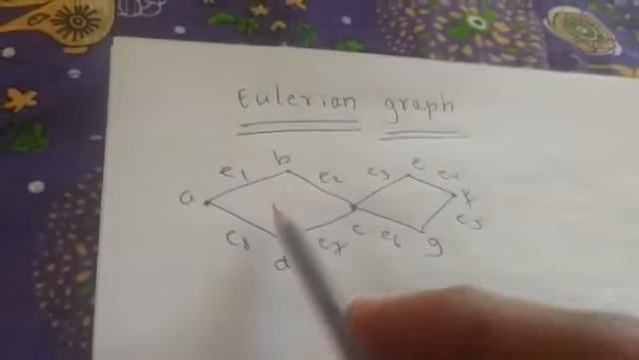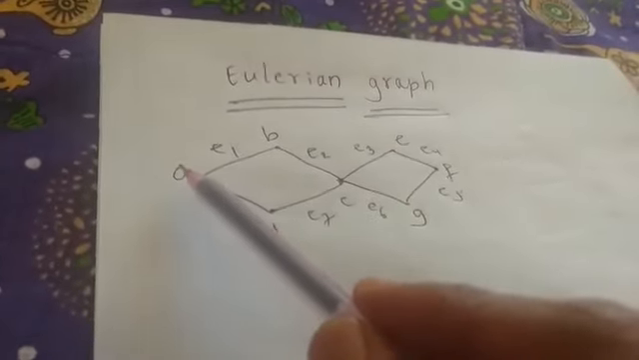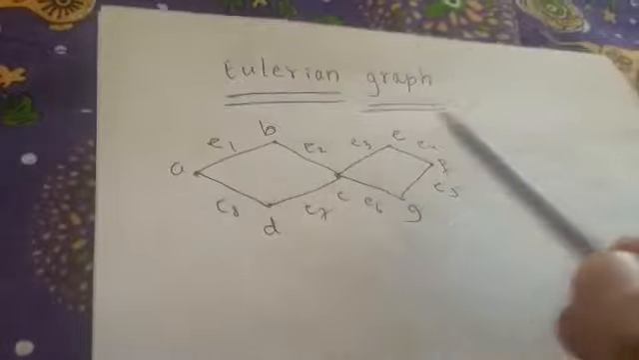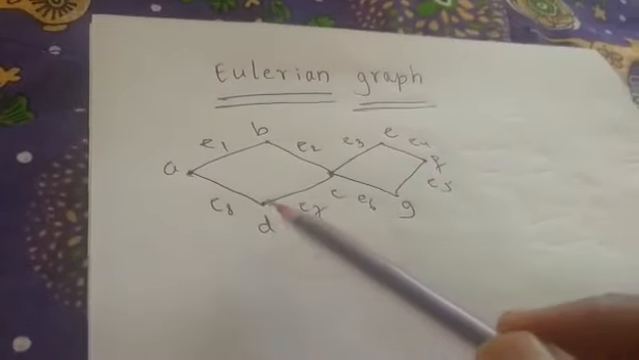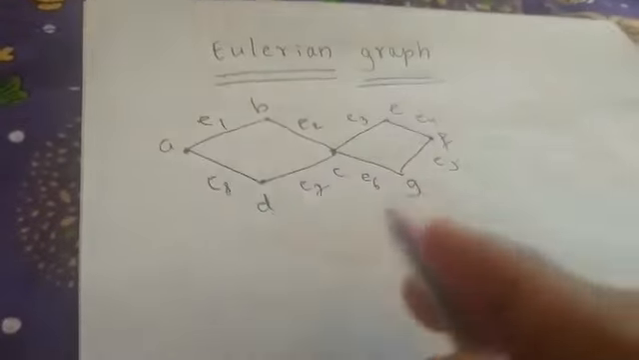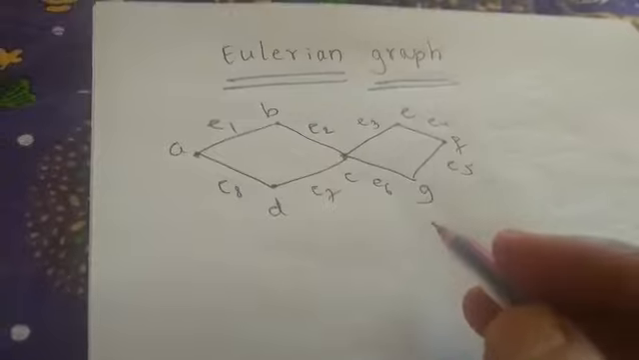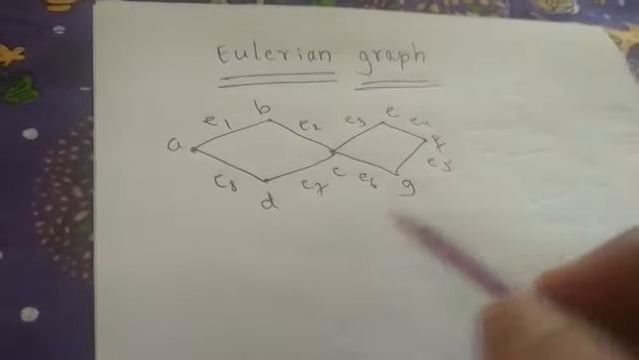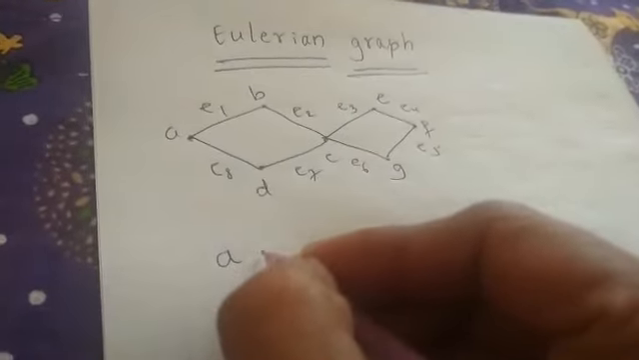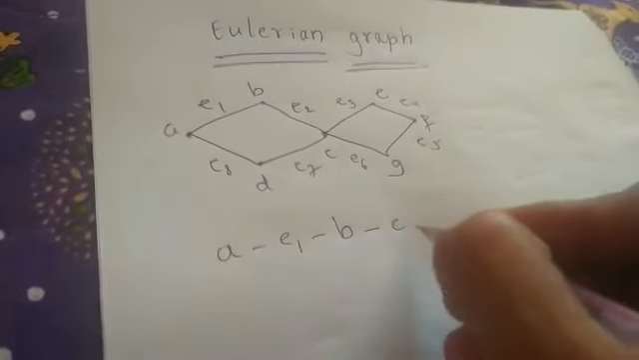Let us consider an example. A graph has a total of seven vertices. The edges are given here. Observe this example, and see how I construct a walk or a path for it. I will construct a walk of this kind.